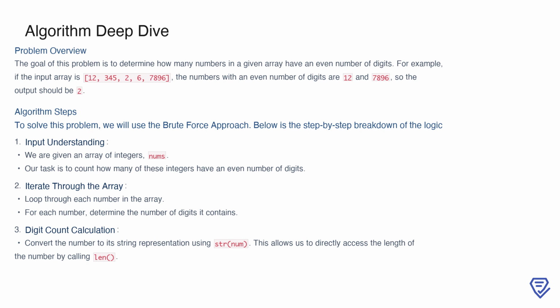First, we need to understand the input. We are given an array of integers, nums, and our goal is to count how many of these numbers have an even number of digits. Next, we will iterate through each number in the array, one by one, and determine the number of digits it contains. To calculate the digit count, we can convert each number into its string representation using str(number). This allows us to easily find the length of the number by using the len function, which gives us the total number of digits for that number.